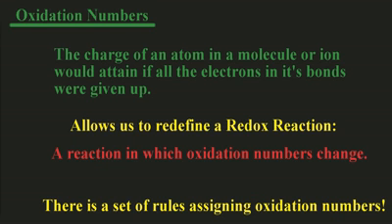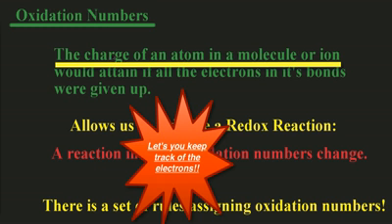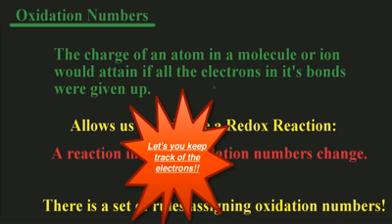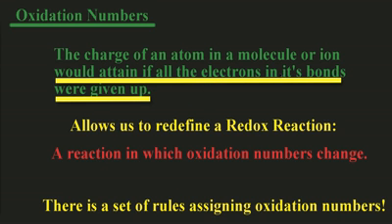Today we're going to look at the concept of oxidation numbers. What is an oxidation number? An oxidation number is the charge of an atom, molecule, or ion if that ion were to lose all of its electrons in its bonds.